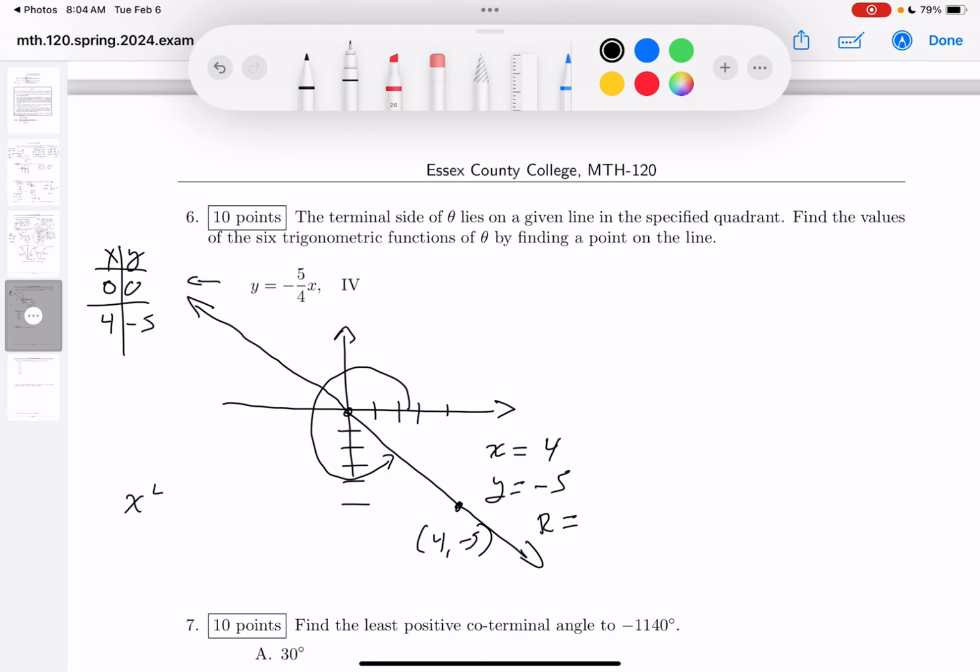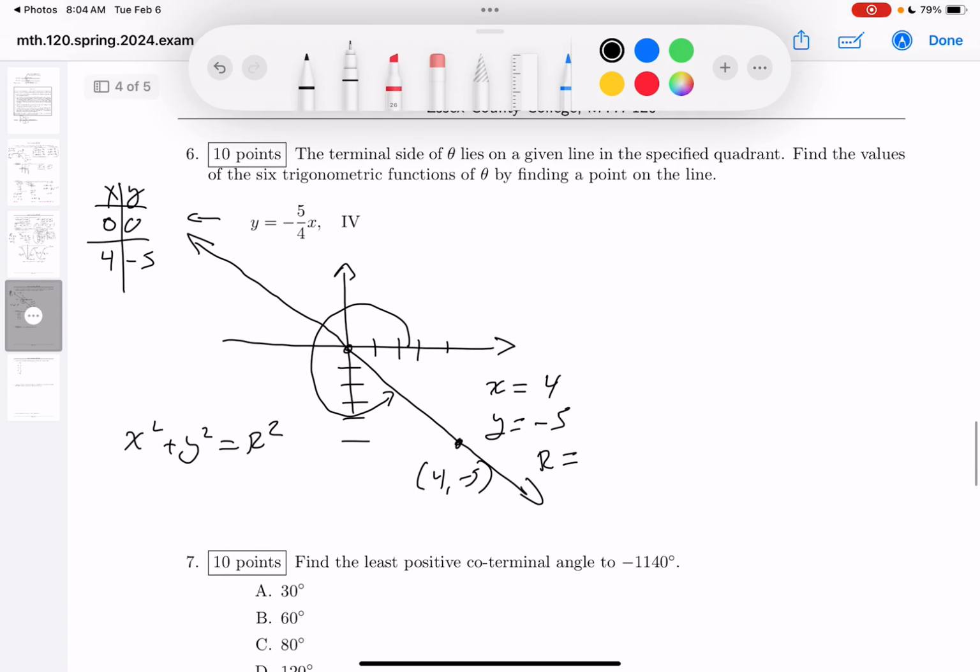And I know what r is by doing this. X squared plus y squared is equal to r squared. What's x squared? 16. And then y squared is going to be 25. And we'll put r squared down. What do you get there? Let's see, 41, right? So I know r is the root of 41. A nasty number, but I can still write that down.